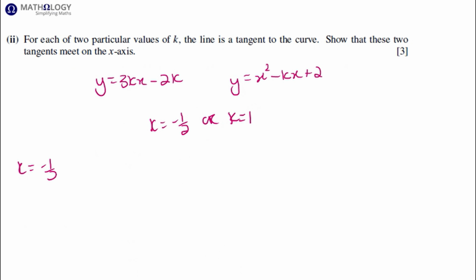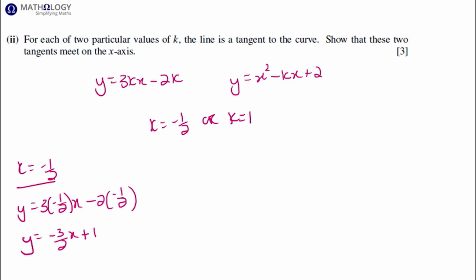So when k is minus a half, the straight line will be 3 times minus a half x minus 2 times minus a half, which will be minus 3 over 2 x plus 1. When k equals 1, then the tangent will be y equals 3 times 1 times x minus 2 times 1. That would be 3x minus 2.